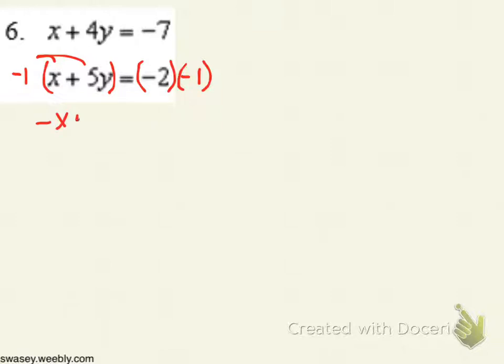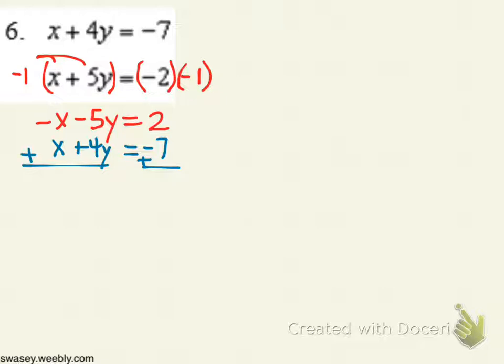So we have negative x, and then we'll have minus 5y equals positive 2. If we rewrite the top one below it, now we're ready to add our equations together.